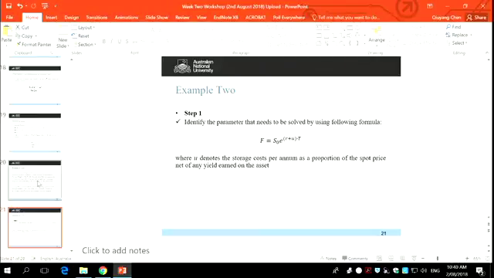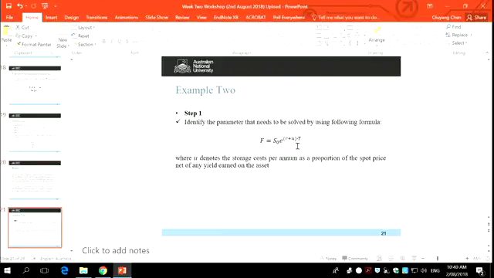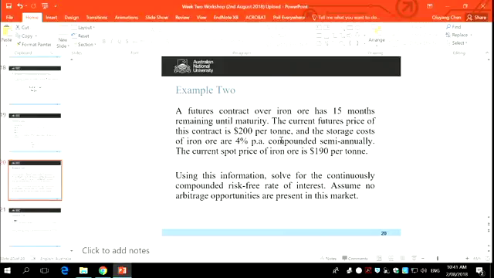We were told that the rate of the storage cost for the iron ore is 4% per annum compounded semi-annually. Can we just plug this 4% into this little u here? We cannot, because in this equation the little u is expressed as continuously compounded. So the first step is to convert this 4% semi-annual compounded storage rate into a continuously compounded storage rate.